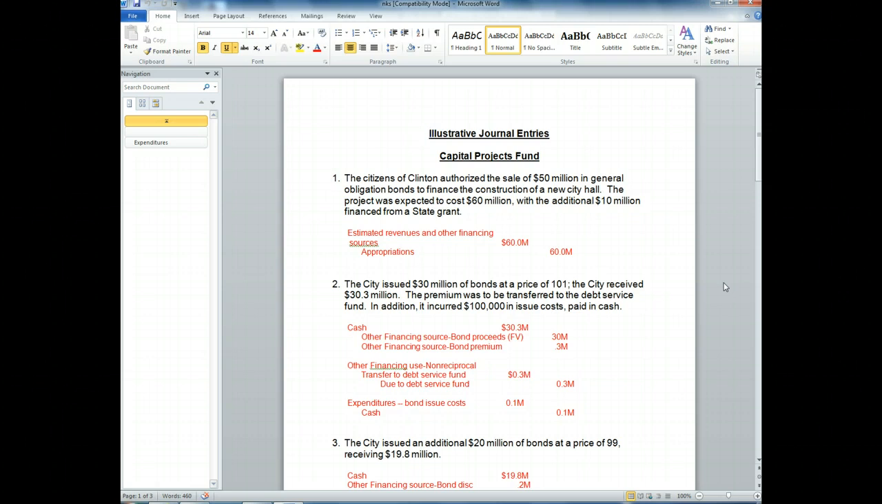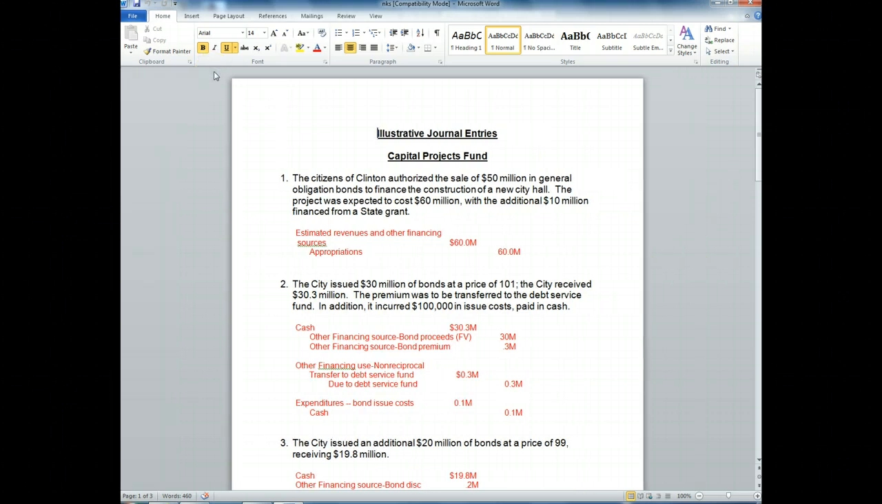So what I think would be helpful is to go through a series of steps or exercises to see the process that occurs, okay? Remember, capital projects funds do not have expenses. They do not have long-term assets, nor do they have long-term liabilities, because they're a modified accrual basis. So let's just take a look at this example.